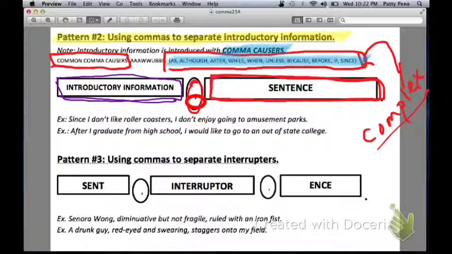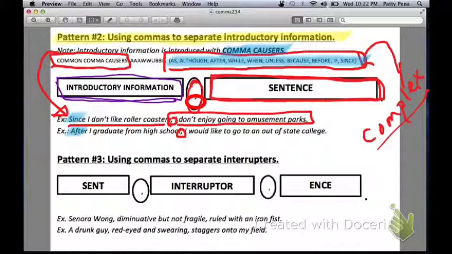Notice my two example sentences. One begins with since, the other begins with after. If you have sentences that begin with these types of comma causers, then you know very well that there will be a comma sometime afterwards. Look at this first sentence. Since I don't like roller coasters, comma, I don't enjoy going to amusement parks. Right there. That is your complete sentence right there. I don't enjoy going to amusement parks.